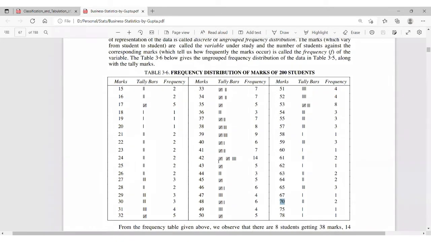See, 1, 2, 3, 4 in the 42. 1, 2, 3, 4. Fifth one is cross. That means this shows a single bundle of 5. Similarly, this one is also 5. This is 4 lines. So 5 plus 5, 10, plus 4, 14. So the total number comes to be 14. So that means 14 students got 42 marks.